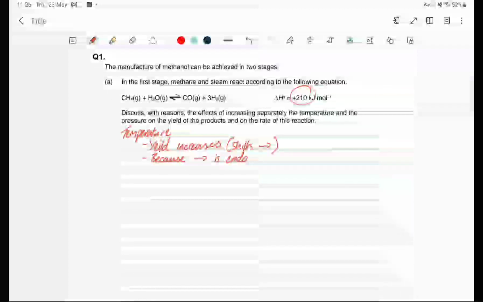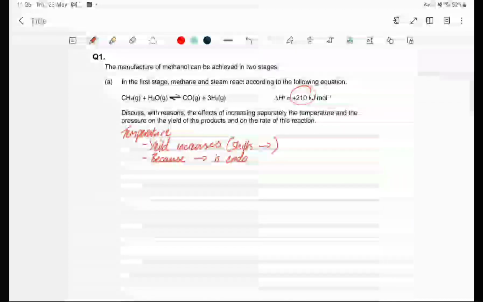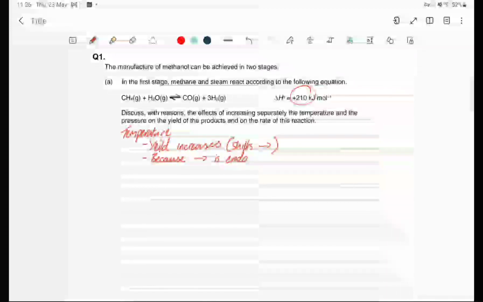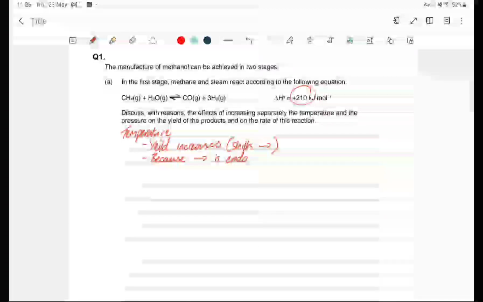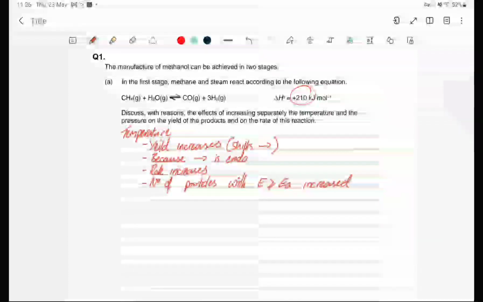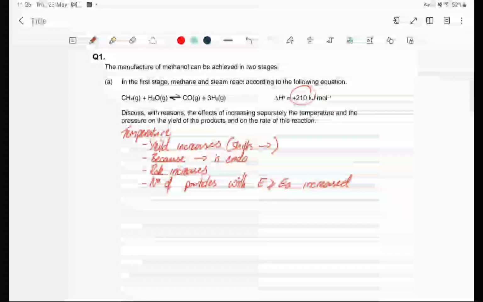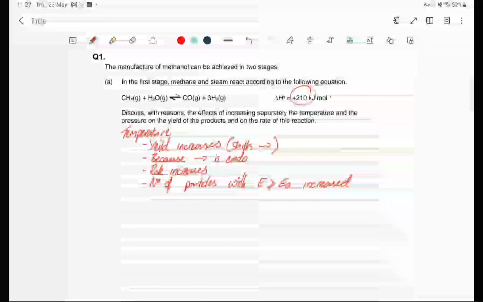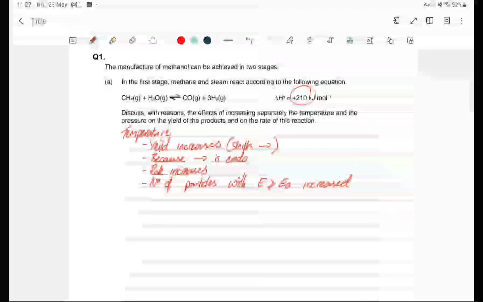Of course, we don't just have to talk about the position of equilibrium, we also have to talk about the effect it will have on the rate of reaction. So of course we know that the rate of reaction will increase. We know that because the amount of particles that have at least enough energy, so as much energy as the activation energy, has increased. You can frame this in terms of the frequency of successful collisions as well, but you don't have to in this context in order to get all the marks. Okay, so that's temperature. Let's have a think about pressure.